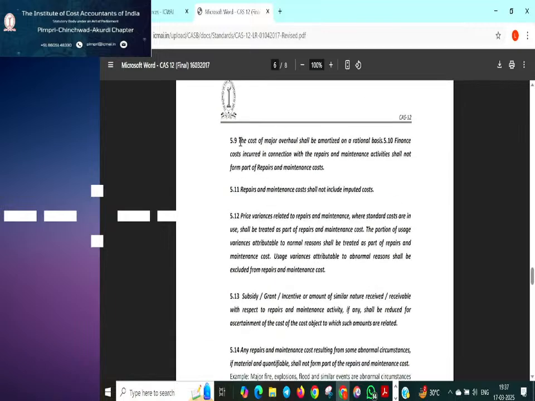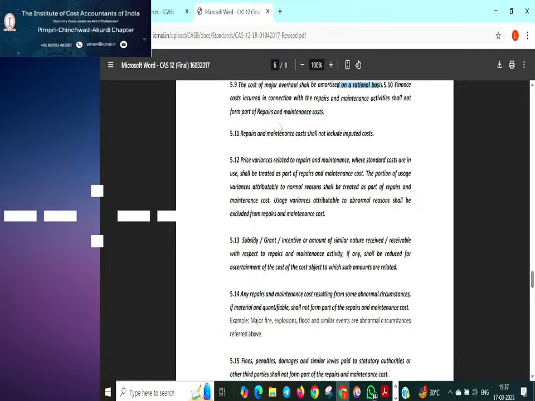And what about cost of major overhaul? Overhaul shall be amortized on a rational basis. Finance cost, anything in connection with repair and maintenance, will be excluded from repairs and maintenance cost. That will hold good. And what about major overhaul? It will be amortized on a rational basis. It shall not include imputed cost.